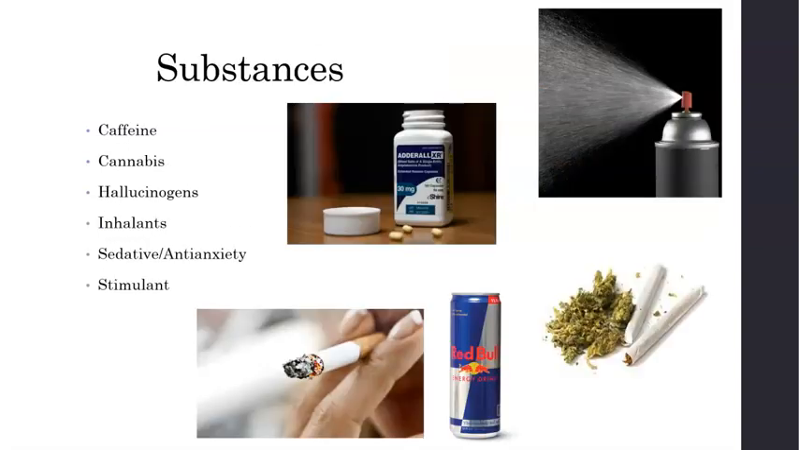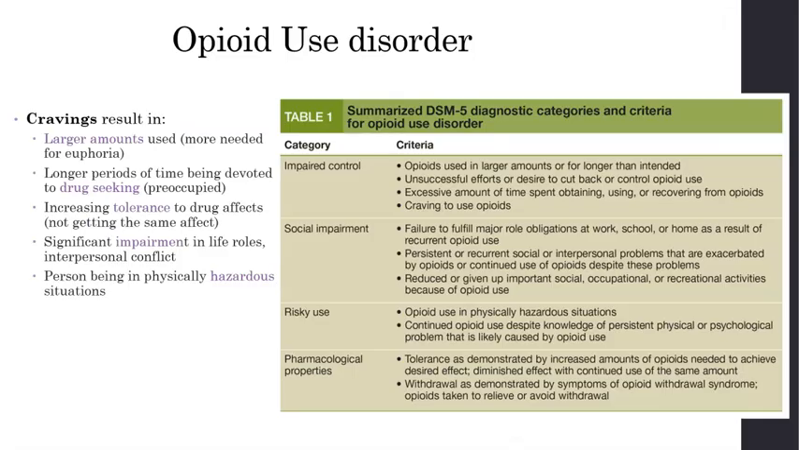We have a few substances. We're not going to talk about all of these. We're going to highlight opiates and alcohol, and then we're going to quickly touch base on cannabis and inhalants because those are some things we probably haven't talked about before.